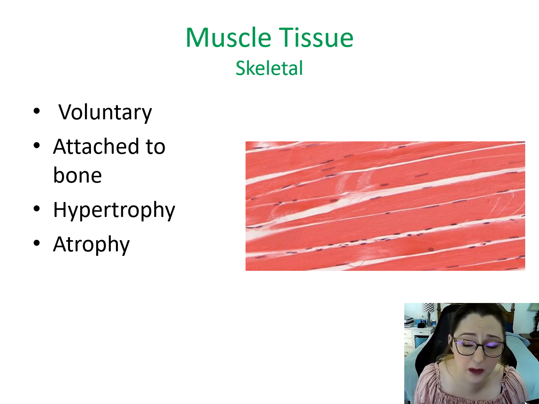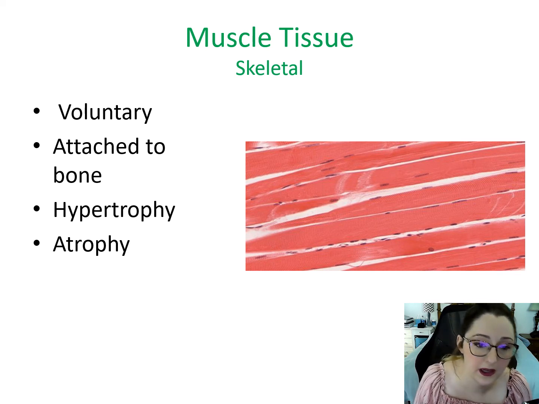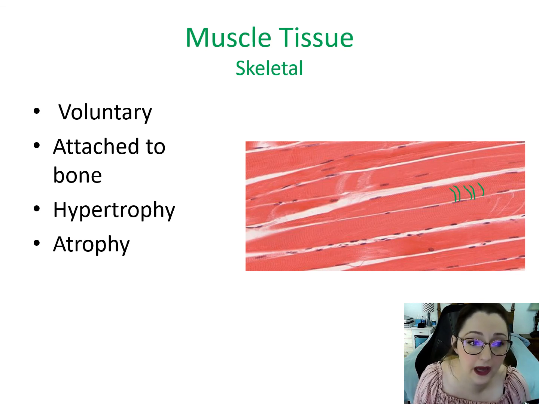If you become bedbound and you cannot get up for a while, you can undergo something called atrophy, which means that the muscles will kind of disintegrate and become smaller. Now the thing that I want you to pay attention to is that these are nice and striated, but there's no intercalated discs. So just look for those when you're looking at cardiac versus skeletal muscle tissue.